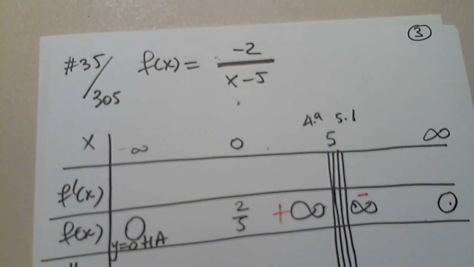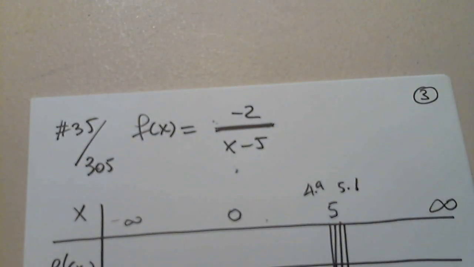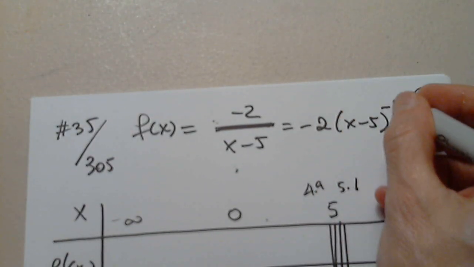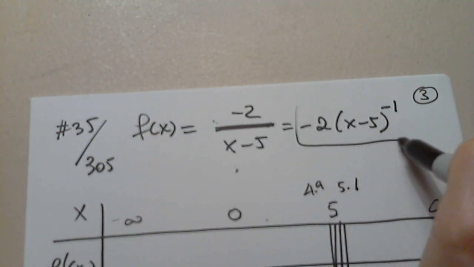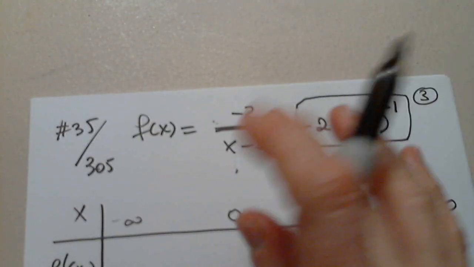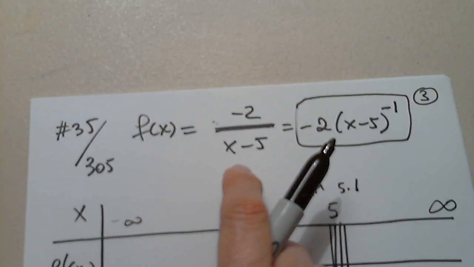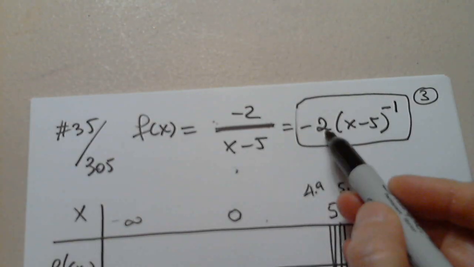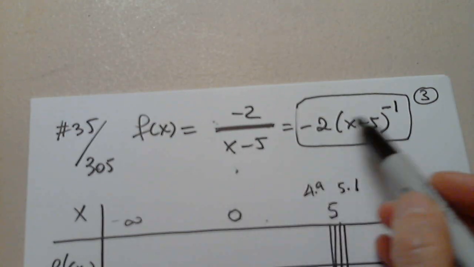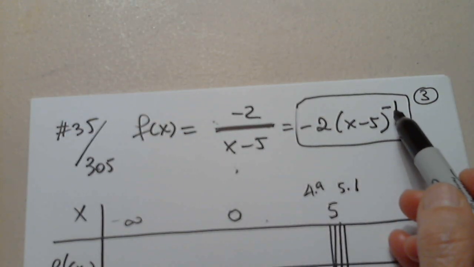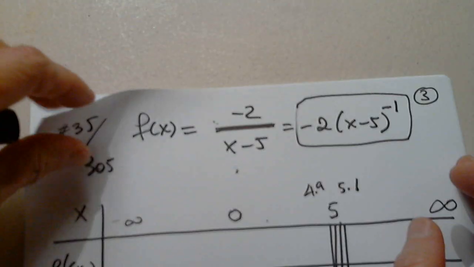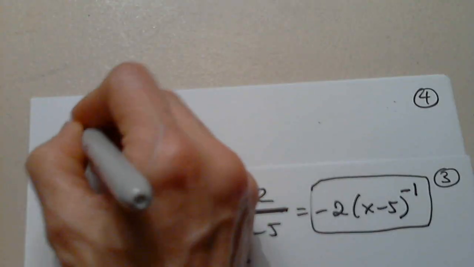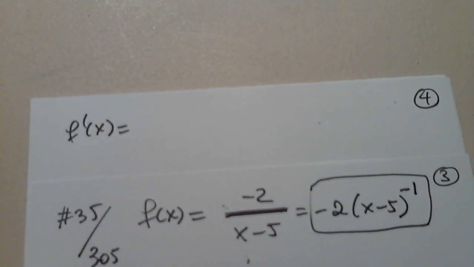Good. Now, of course, I'm going to make my life as easy as possible and change it like this so I can differentiate quickly. If I don't, then I may mess it up because I have to use the quotient rule. So -2 times x minus 5 to the -1, please. Let's find the first derivative. So, can anyone give us the first derivative of this?